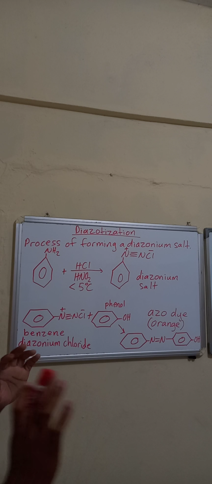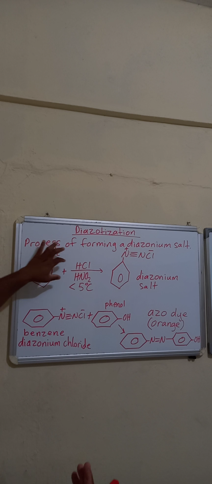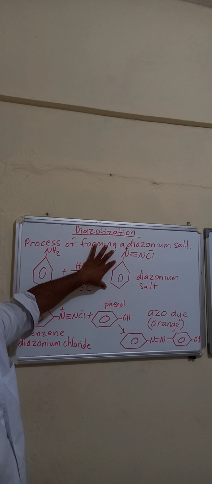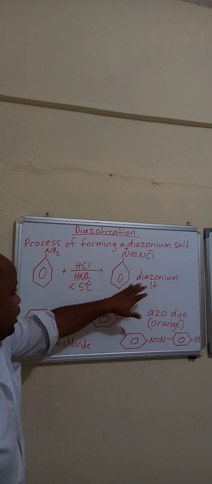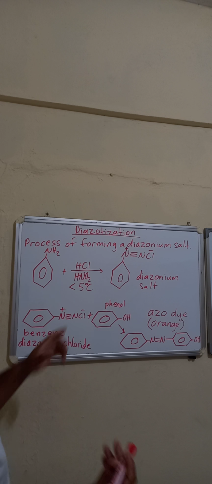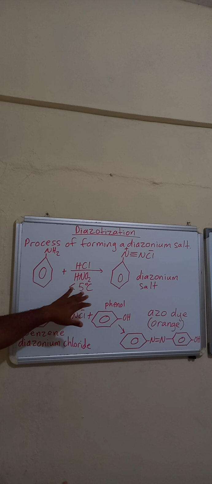For this, you just need to know the products. So when I react phenylamine with nitrous acid and HCl, this is the product you must get. Alright? That's the diazonium salt. Good? Now this is unstable, so you need to keep it cool. So the reaction condition is to keep it at 5 degrees Celsius or less.